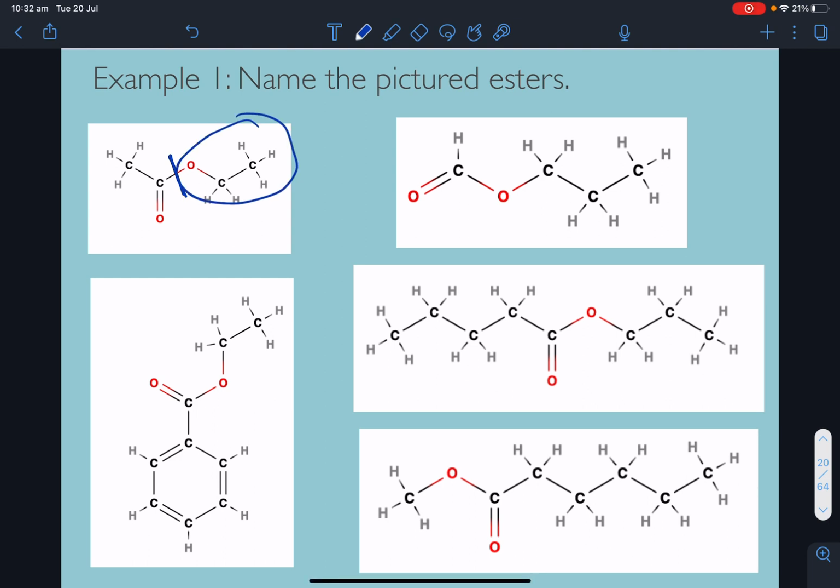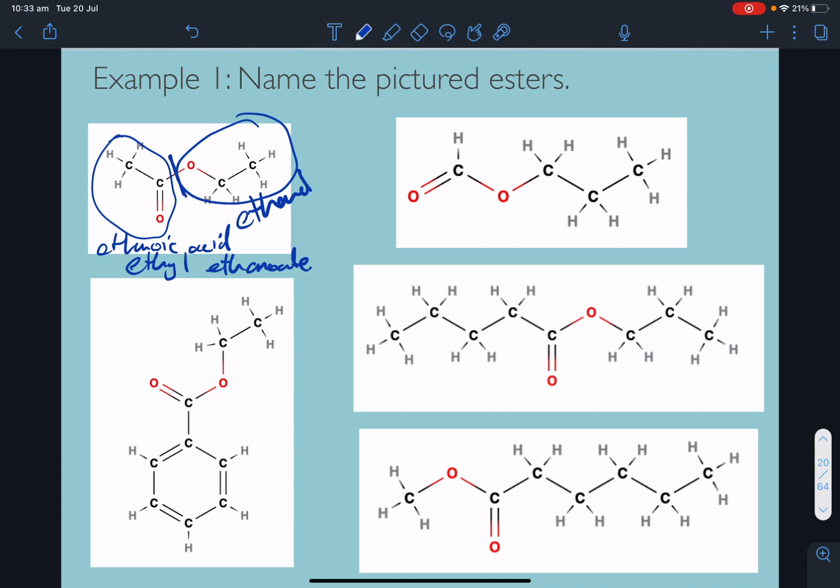So this side came from the alcohol, so it must have been ethanol. And this side came from the carboxylic acid, so it must have been ethanoic acid. So it's ethyl ethanoate.